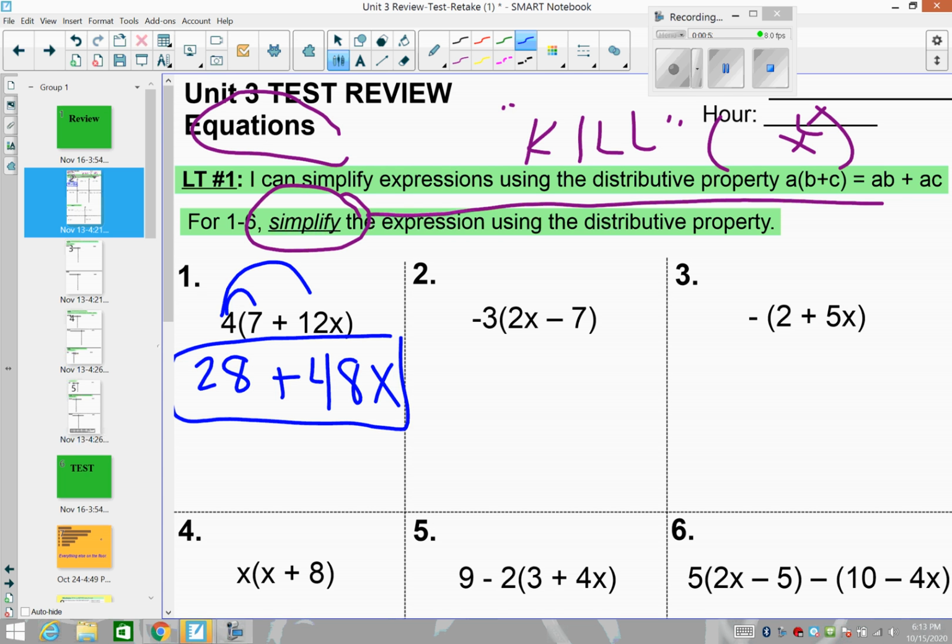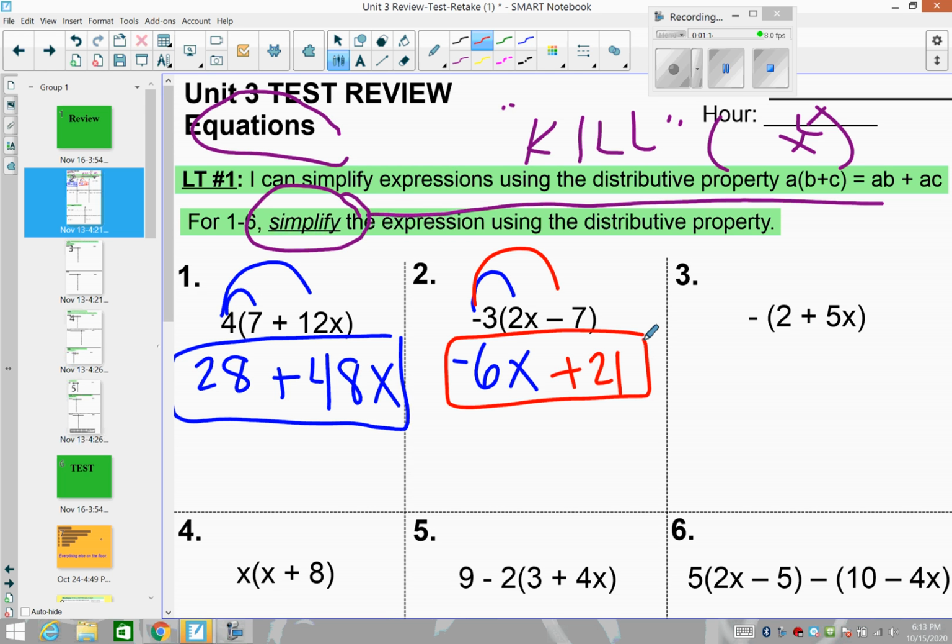But we did kill the parenthesis, and that is as far as we can go. Next problem. To kill the parenthesis, we distribute. Multiply is -6. Reattach the x. Multiply is positive 21. These are unlike terms, so you can't combine. So the final answer there would be -6x plus 21.